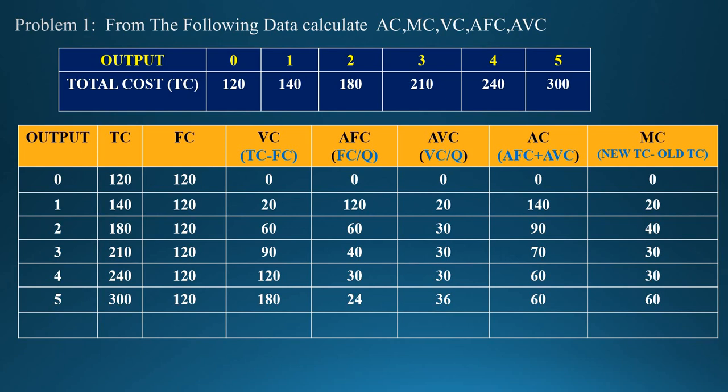Okay. Next, we have to calculate variable cost. So how to calculate the variable cost? What does the formula say?